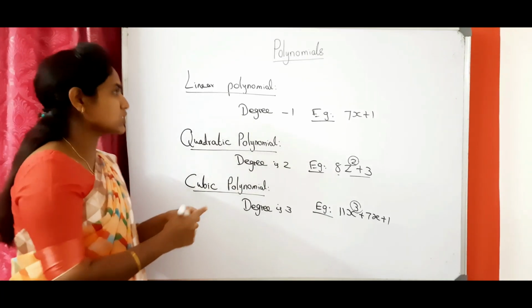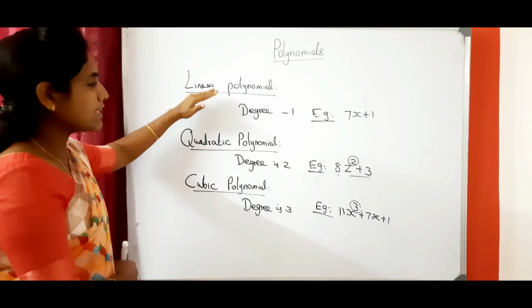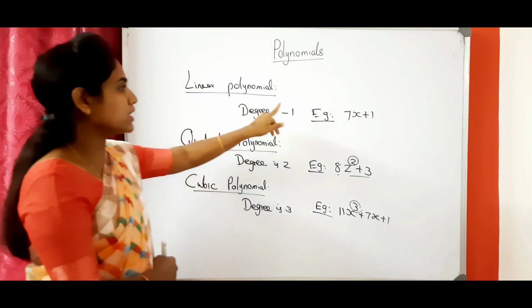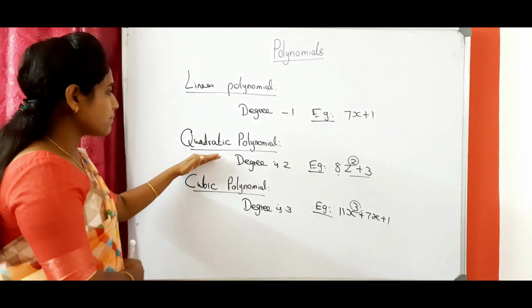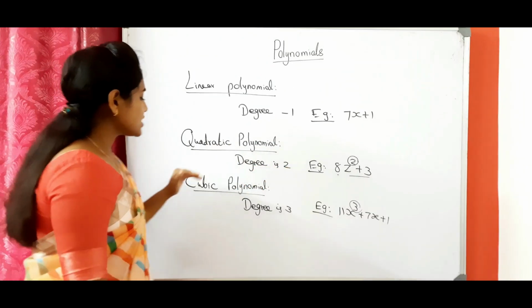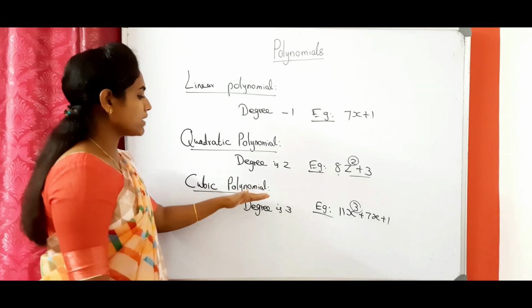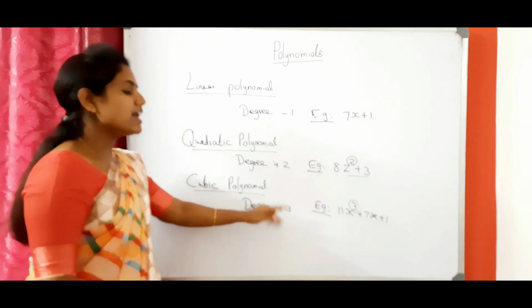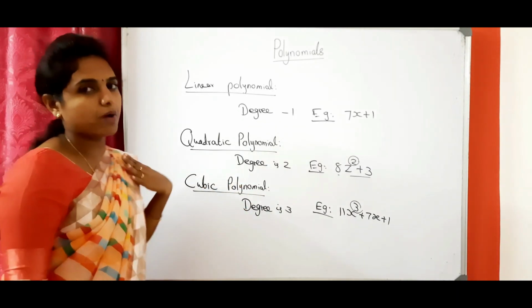One more time I will explain. What is a linear polynomial? Linear polynomial means the degree of the polynomial is 1. What is a quadratic polynomial? Quadratic polynomial means the degree of the polynomial is 2. What is a cubic polynomial? Cubic polynomial means the degree of the polynomial is 3. Then we can say it is a cubic polynomial.